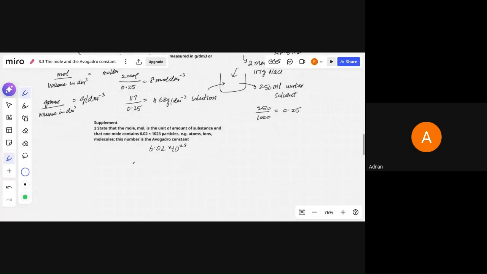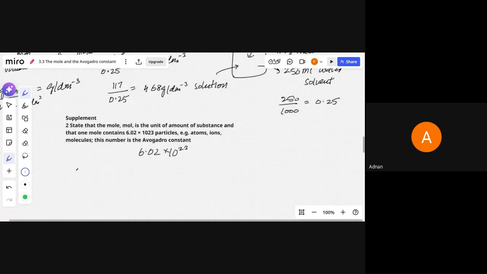So this is relatively simple. What we need to understand here is that the mole is a unit, just like a dozen. If you know what a dozen is, a dozen is a unit which is used for 12 things.